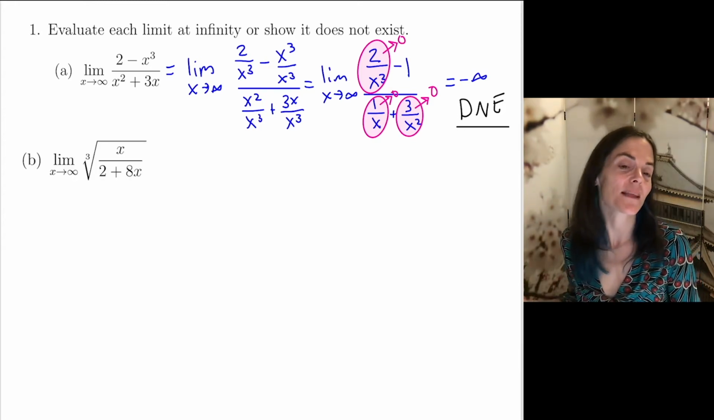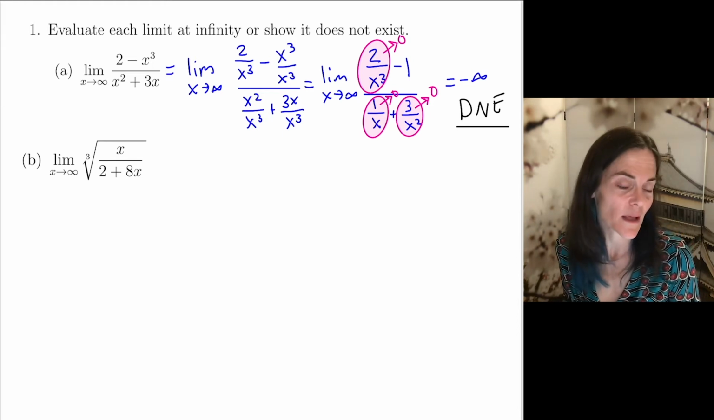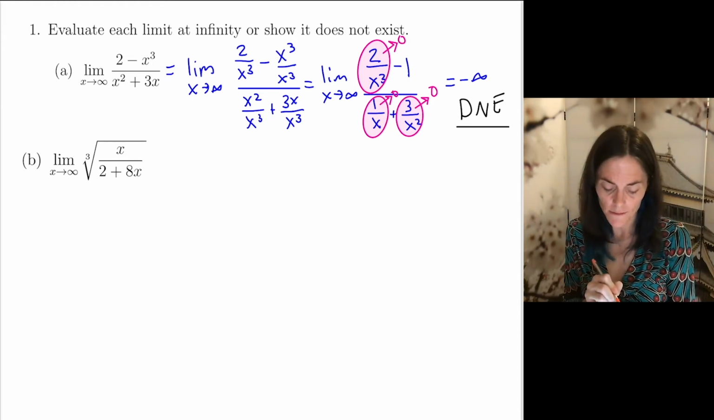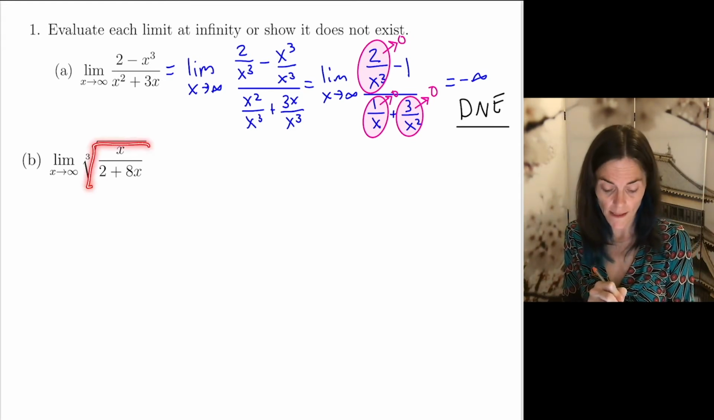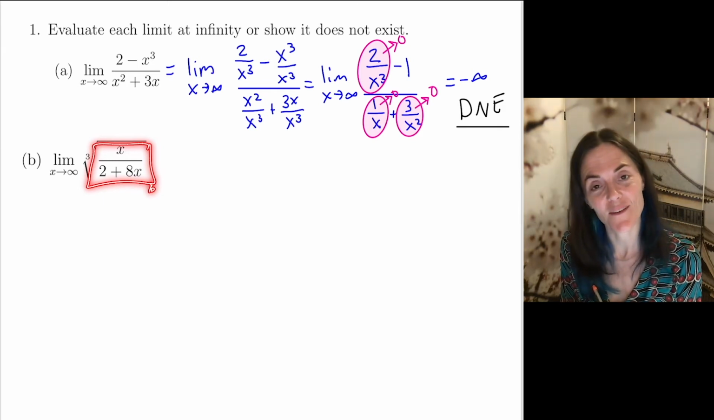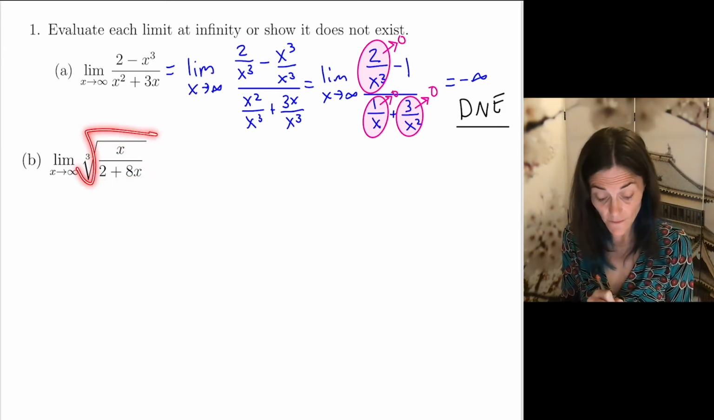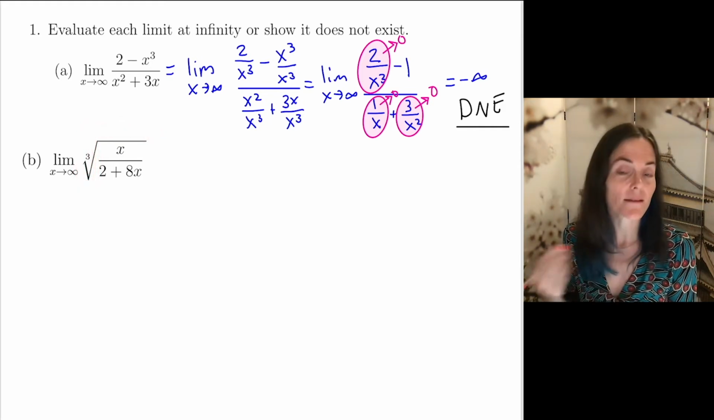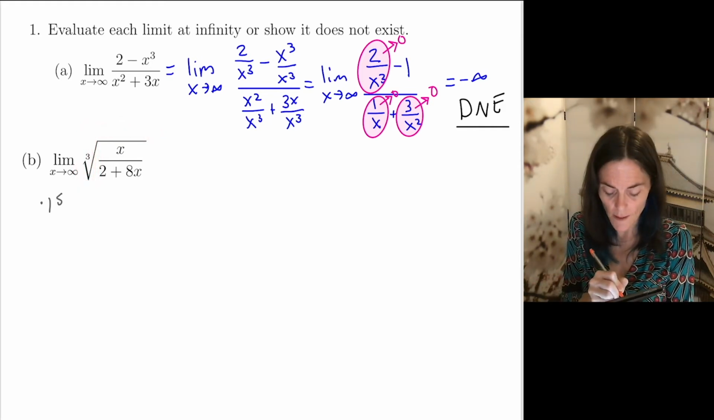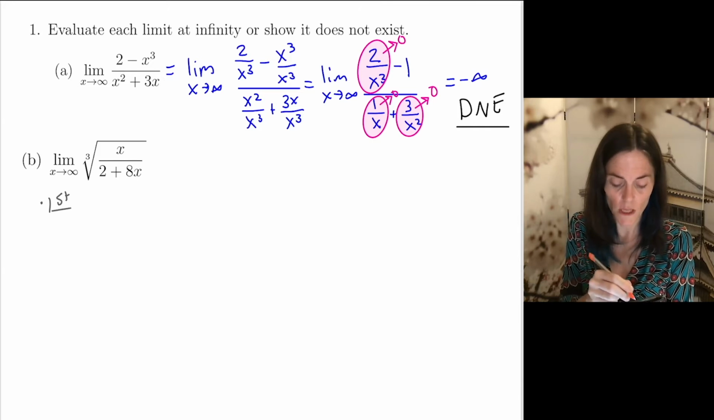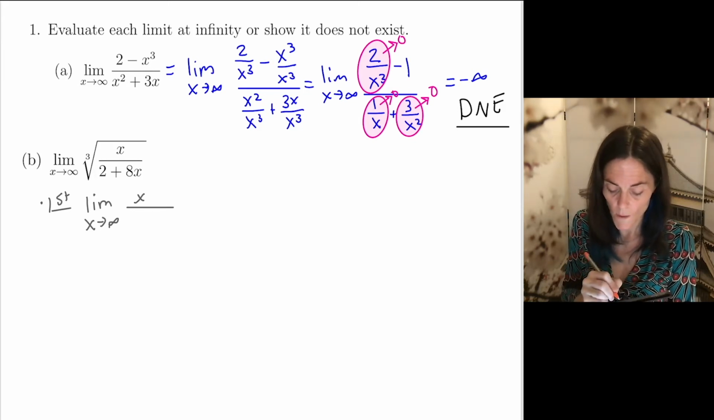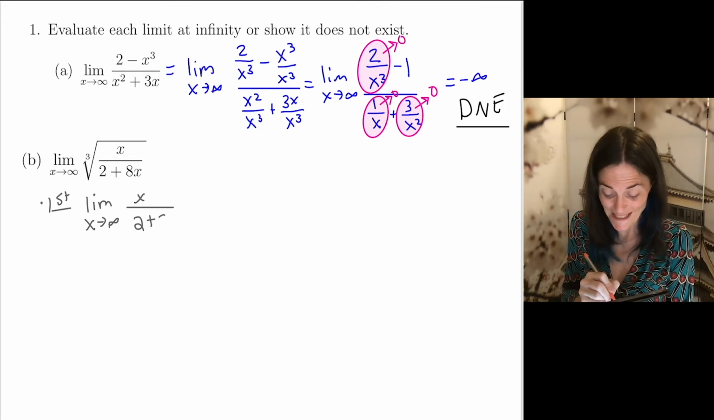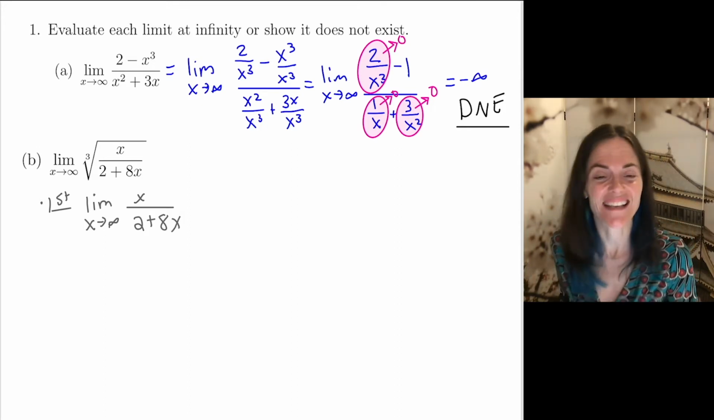1b, we have another limit at infinity, but it's a little bit different than 1a because it's not just polynomial divided by polynomial. We do have that on the inside, right? We have polynomial over polynomial, but then we have this outside function of the cube root. So let's do this in 2 steps. Maybe my first step, I'll do in gray. First, let's evaluate this limit, the limit as x goes to infinity of x divided by 2x plus 8. Or 2 plus 8x. Very nice.